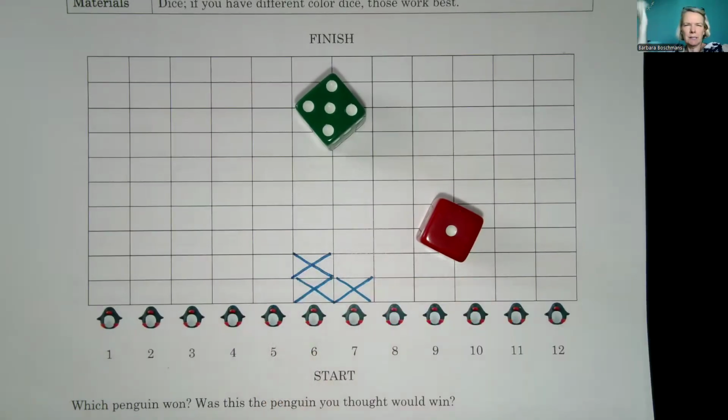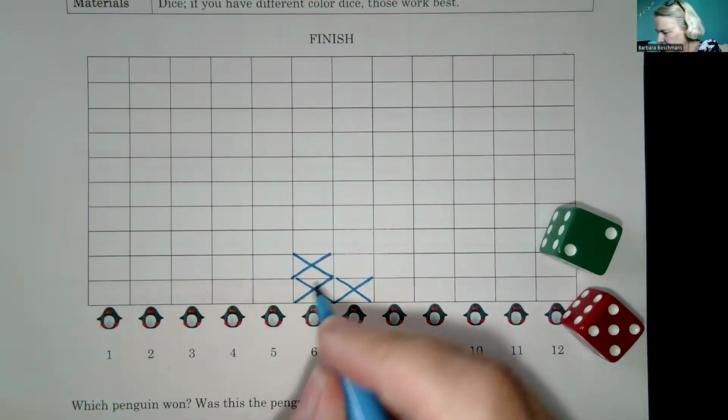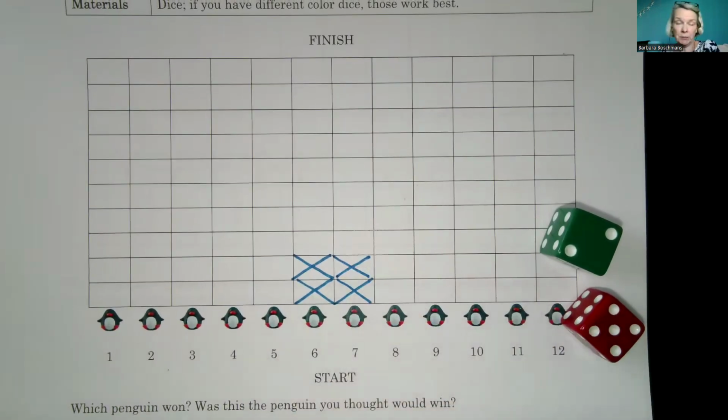When you're done, it kind of looks like a bar graph. Okay, I have 7 again. So you get the idea. You keep playing this. Because you probably don't have dice lying around, I've created this online game for you, and we're going to go to that one next.